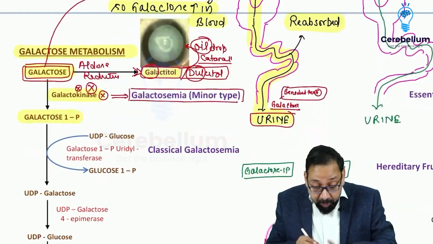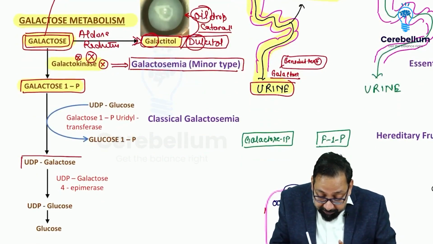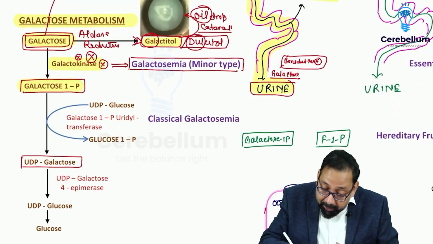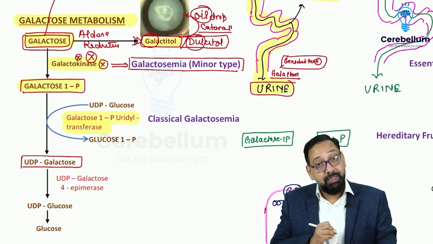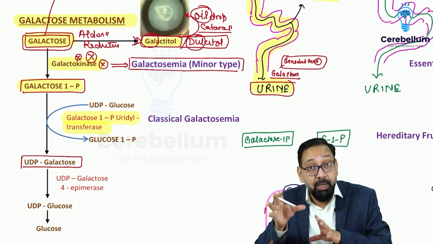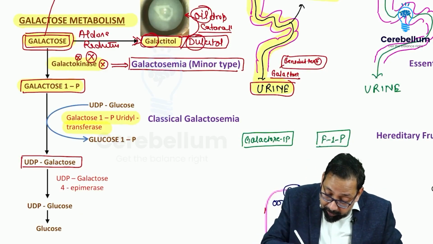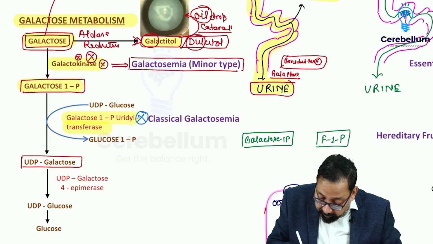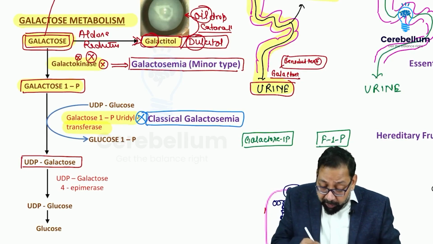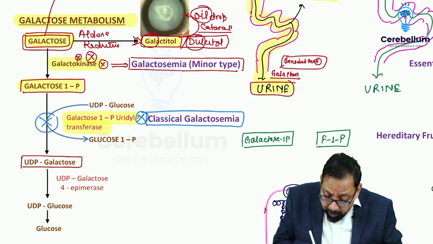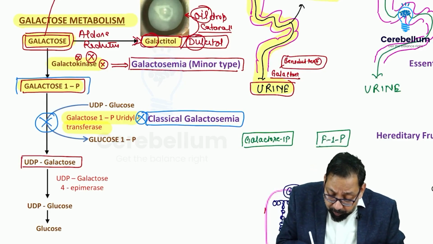Next step, galactose 1 phosphate is converted to UDP galactose, and the name of the enzyme is galactose 1 phosphate uridyl transferase. If this enzyme is deficient, then it is called classical type of galactosemia. This step will not occur. When this step will not occur, galactose 1 phosphate will accumulate.